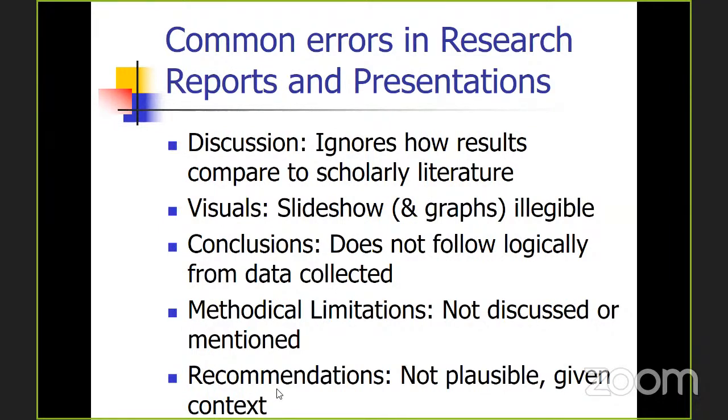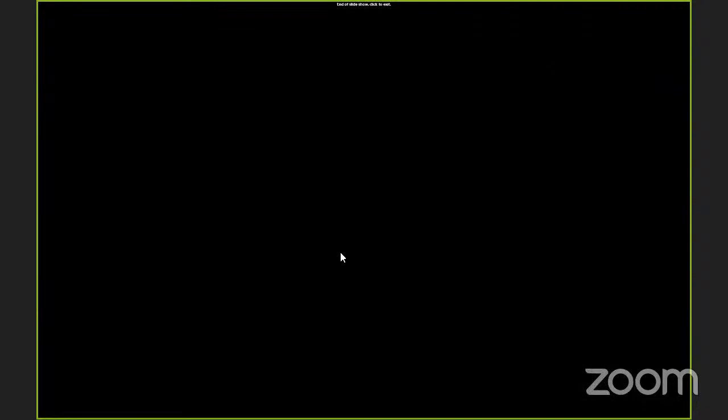And then your recommendations, which are of 2 types. There are theoretical recommendations and there are practical recommendations. You need to talk about what you recommend as your kind of expert opinion, but they must be plausible in your local context. So that's it.